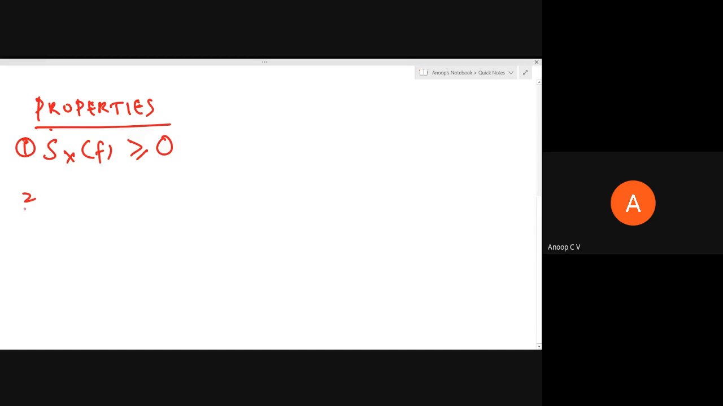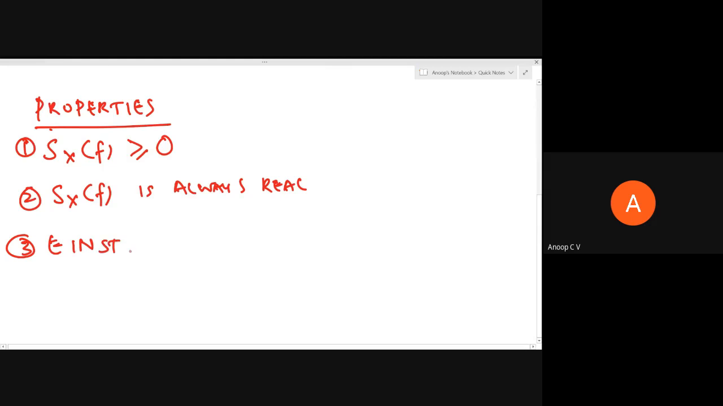The second property is that Sx of f is always real. This again follows from the definition. Even if X of f is complex, if you take the mod of that, it will be real, and if you take the square, that again will be real. So Sx of f is always real. That is another property. Then we have a very important property, which is called the Einstein-Wiener-Khinchin theorem.